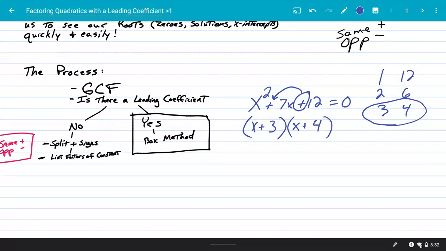So what are my solutions then? They are -3 and -4. Remember, opposite of what's there, yes? Matter of fact, if I were to graph this, 1, 2, 3, 4, it would cross. It would look something like that.